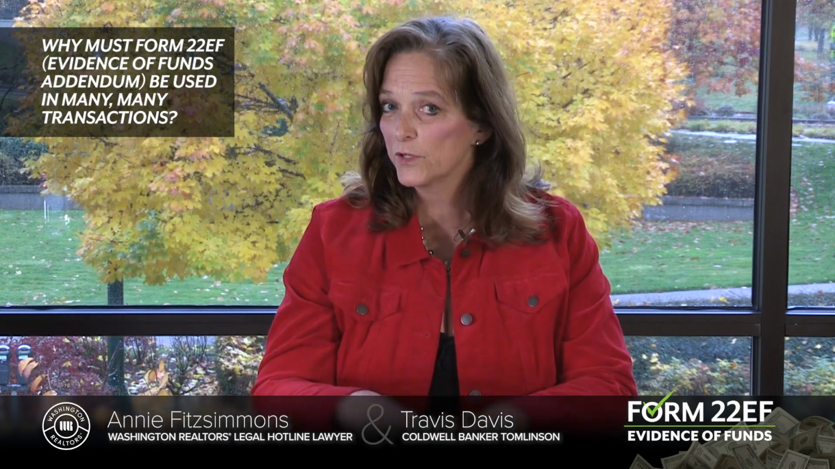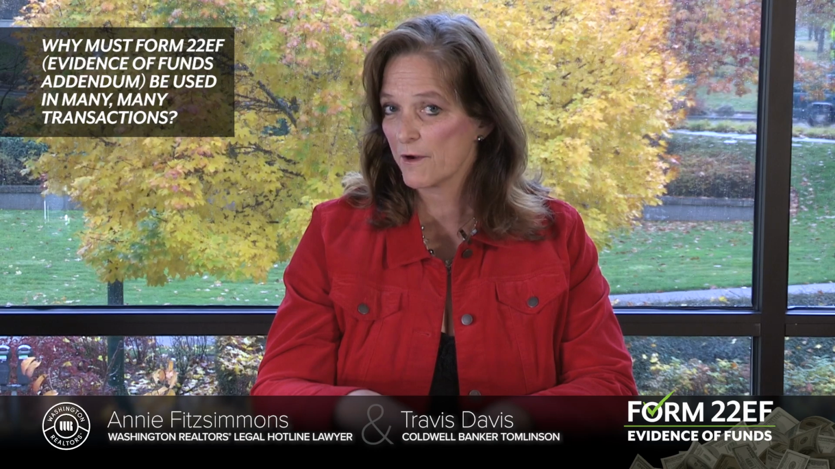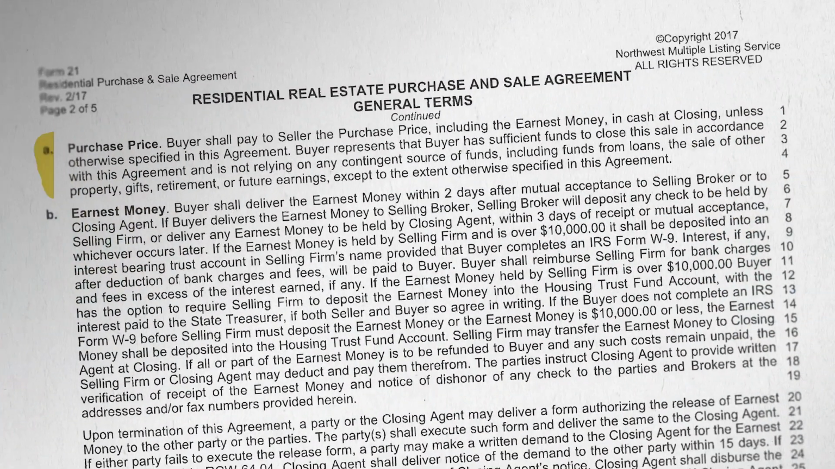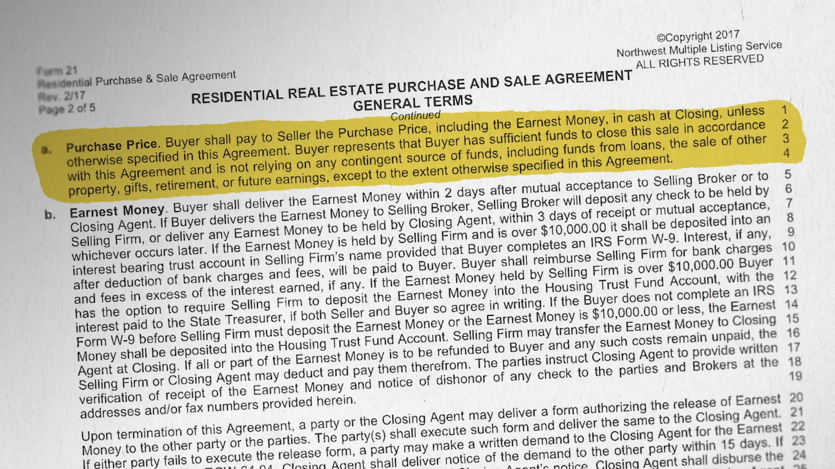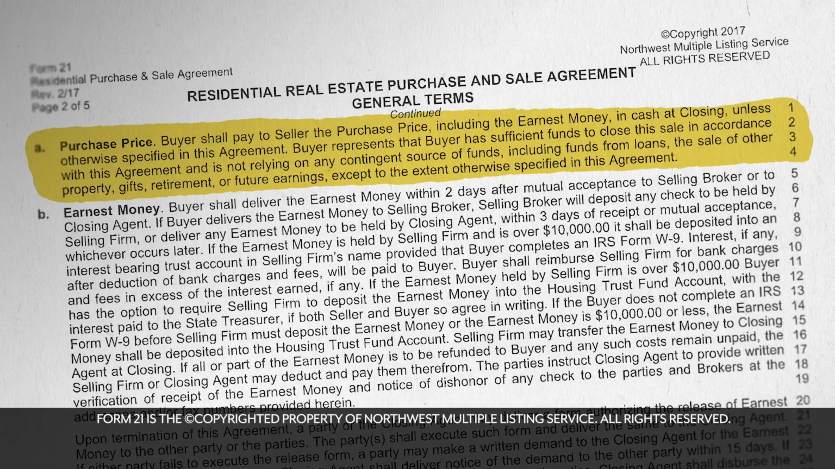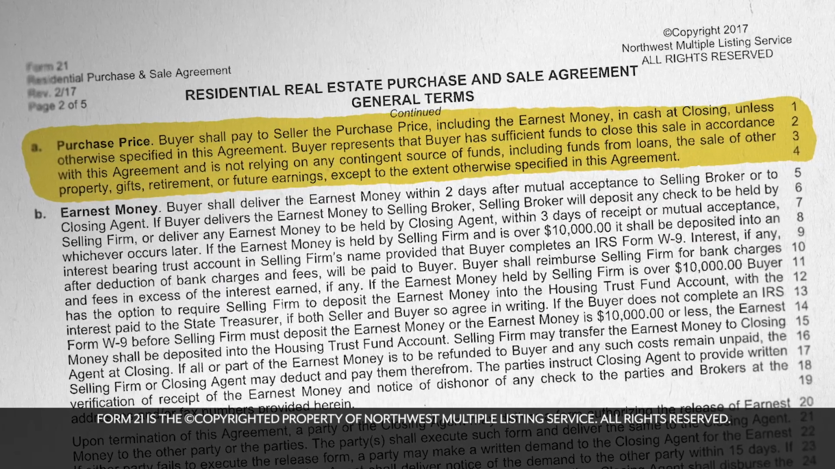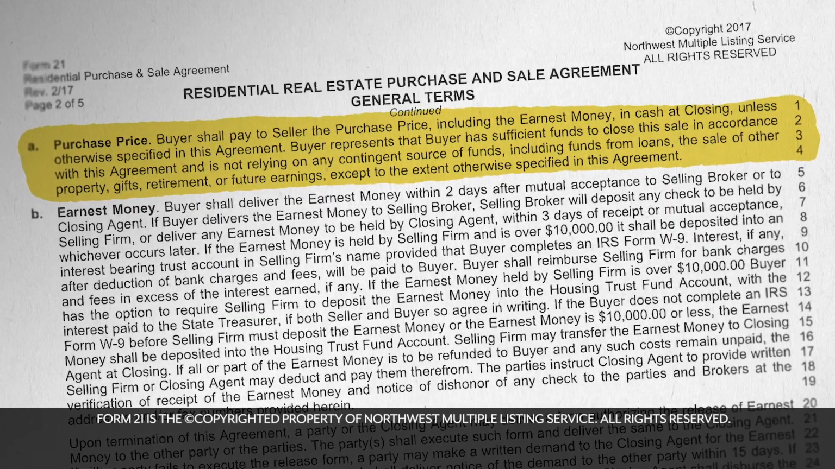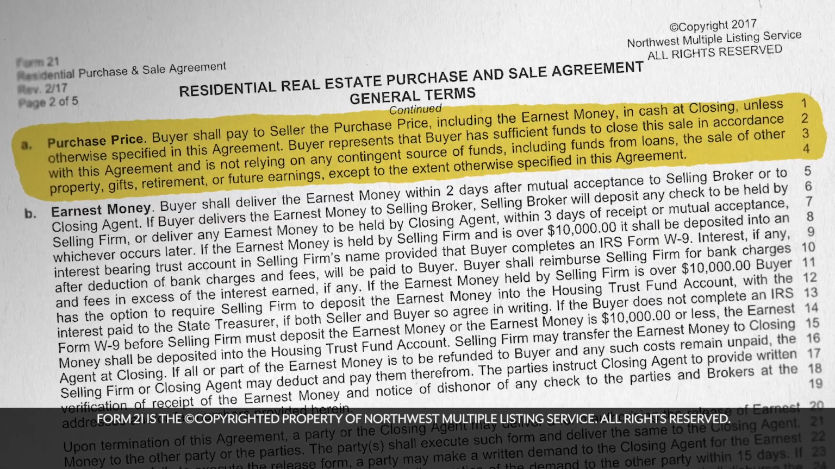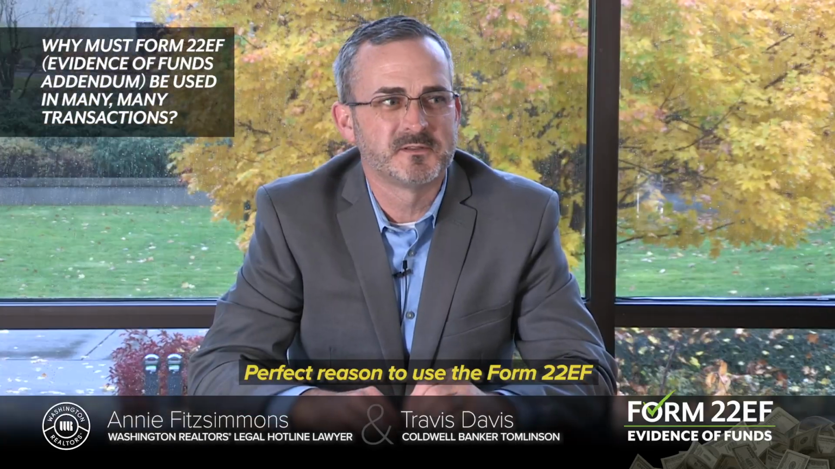The very first boilerplate provision of Form 21 is paragraph A. Paragraph A says, among other things, that the buyer is not relying on any contingent source of funds unless otherwise disclosed in the purchase and sale agreement. Buyer's not relying on any contingent source of funds unless otherwise disclosed in the purchase and sale agreement. Perfect reason to use the 22EF.